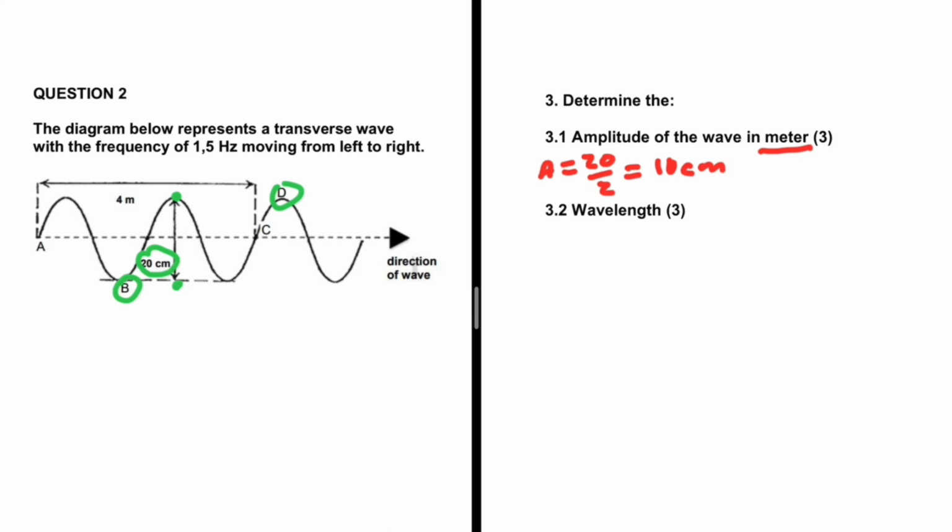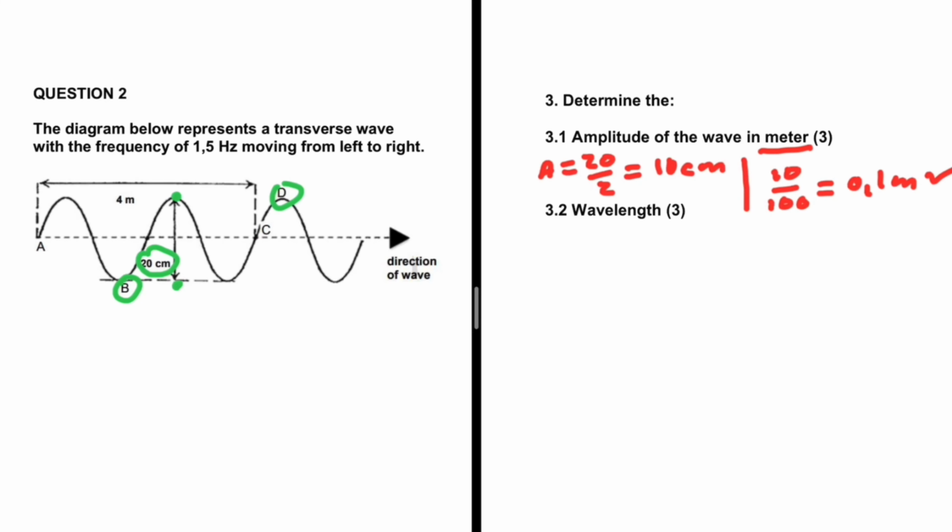So we're supposed to convert these 10 centimeters to meters. How do you convert 10 centimeters to meters? You divide by 100, because in 1 meter, there's 100 centimeters. So we're going to have 10 divided by 100, which is equal to 0.1 meters. So there we go. We have the amplitude of the wave in meters.